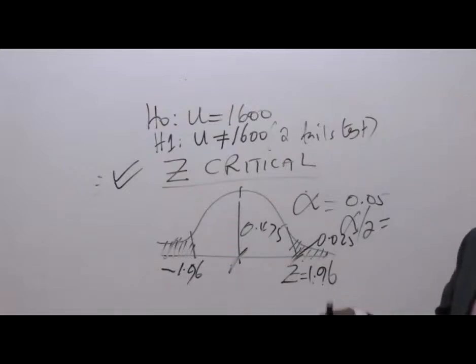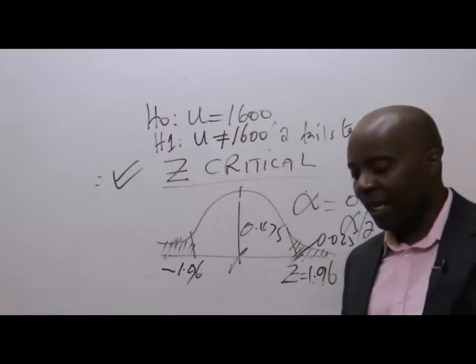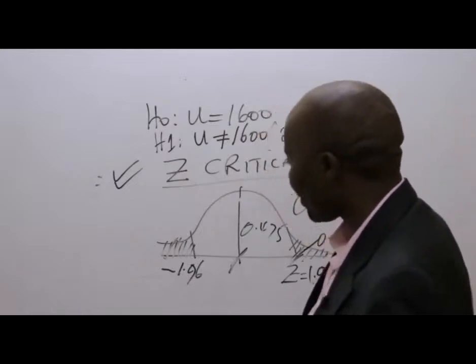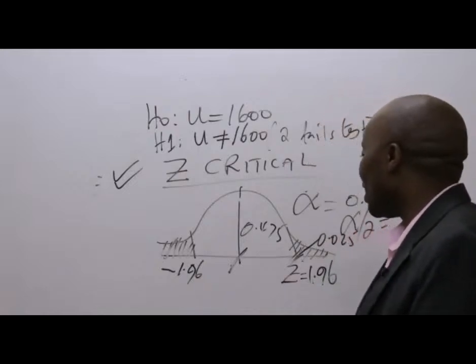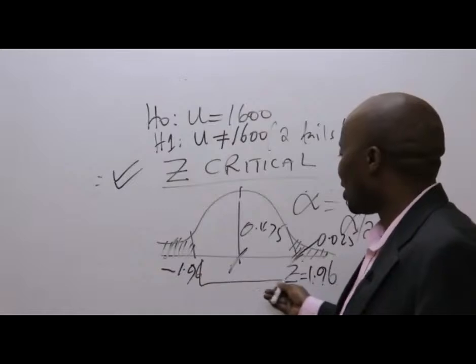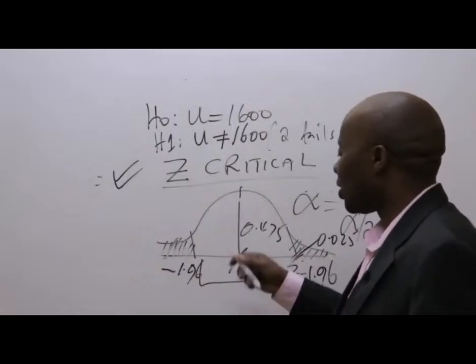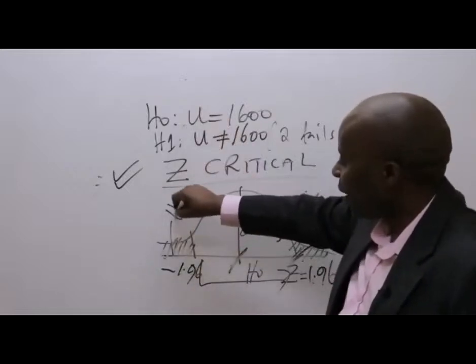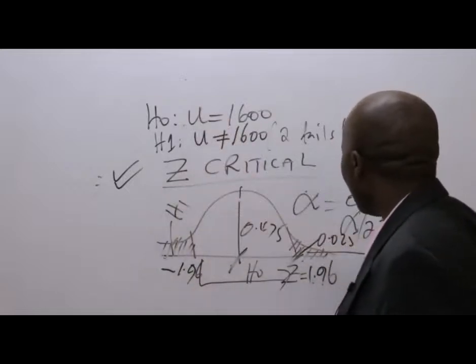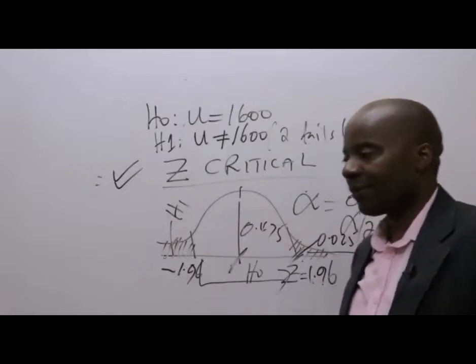Now you need to move to the last area. Or rather, before I go to the last area, I want you to indicate there that the unshaded region is the H0 region. The shaded ones, these are the H1 regions.